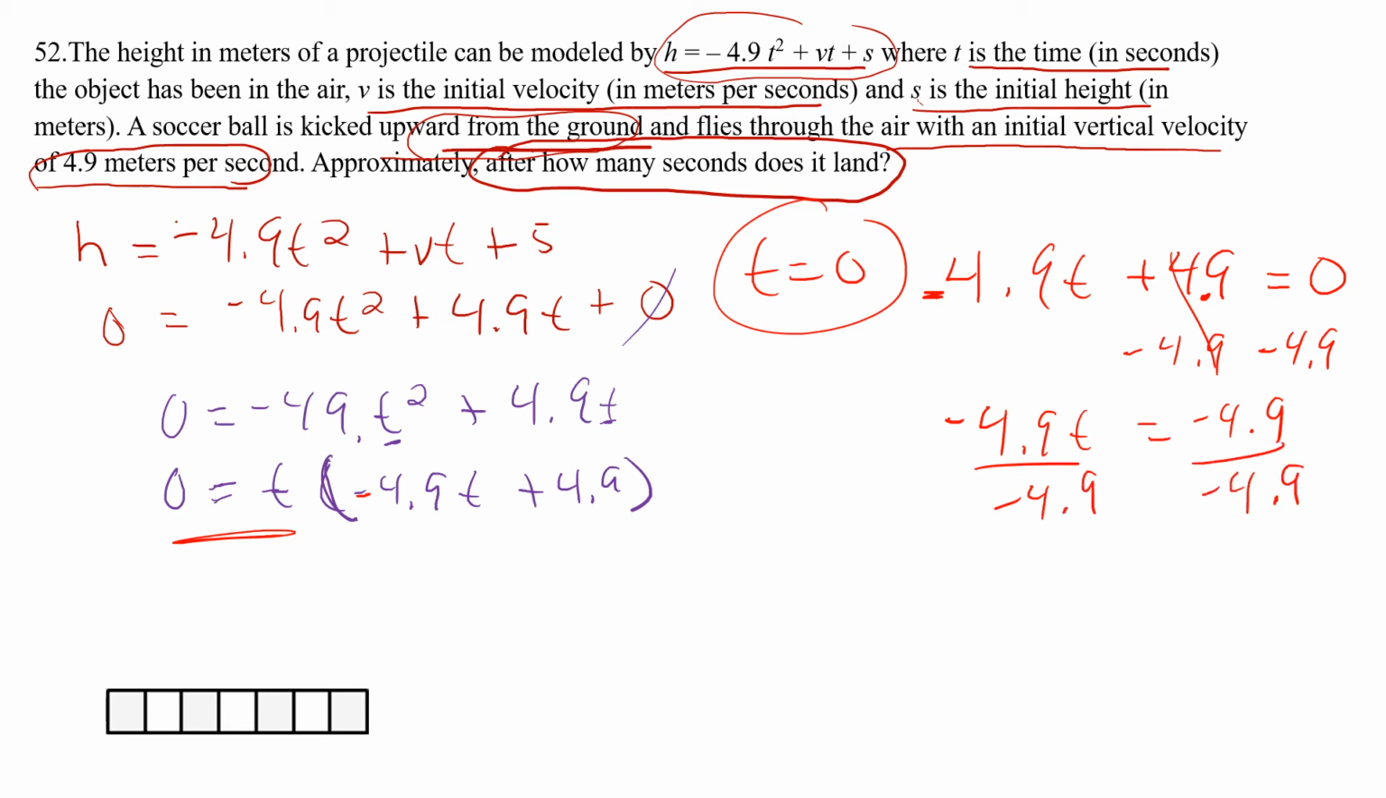Dividing by negative 4.9, I'm left with t is equal to negative 4.9 divided by negative 4.9. That is 1. So my answer would have to be 1. Why can't it be 0? Because it says after how many seconds. It would have to take at least some amount of time. It can't be 0 seconds. So I would choose the positive answer. Or if I would have gotten a negative number right here, when you're solving these type of problems, you're going to always choose the positive answer because you can't have a negative time. So my answer to this problem is 1 second.